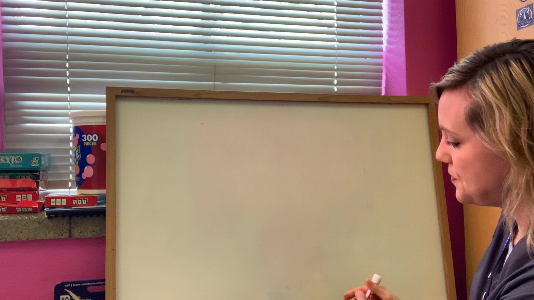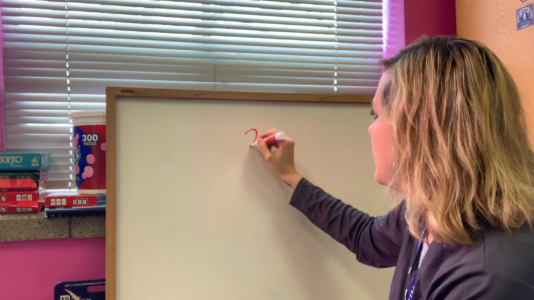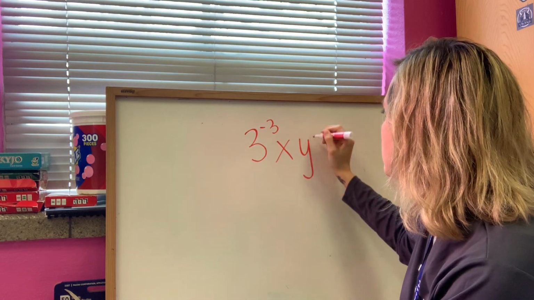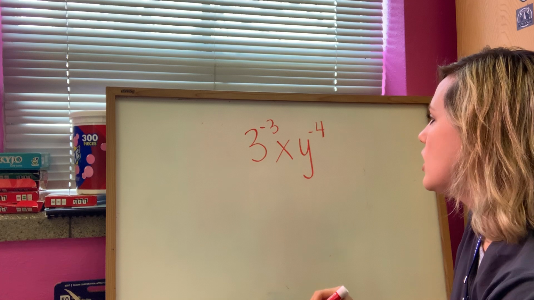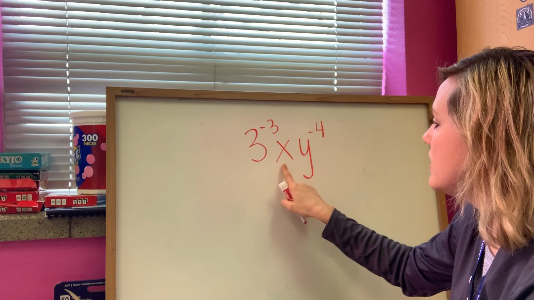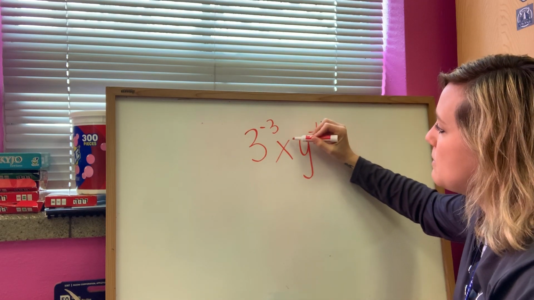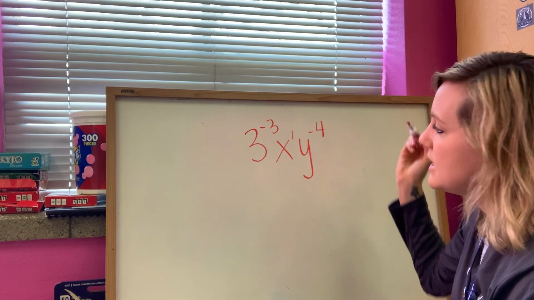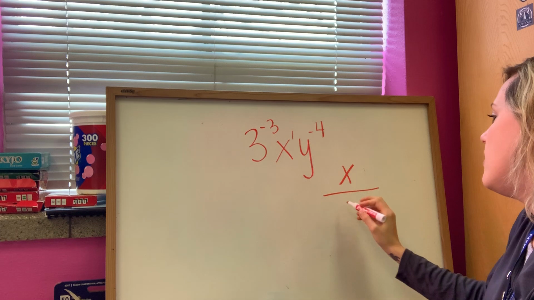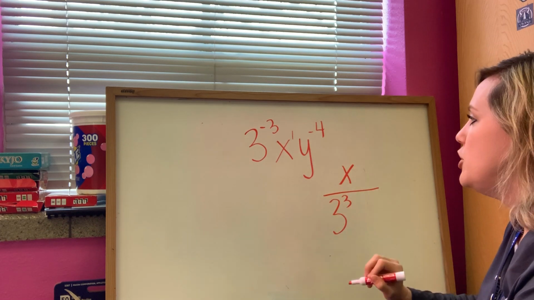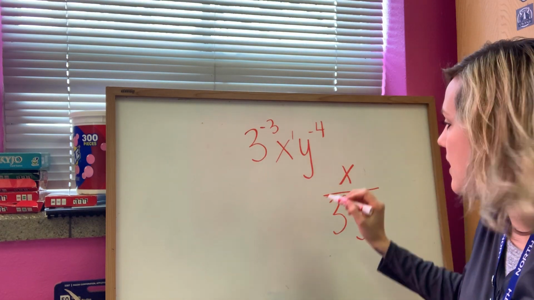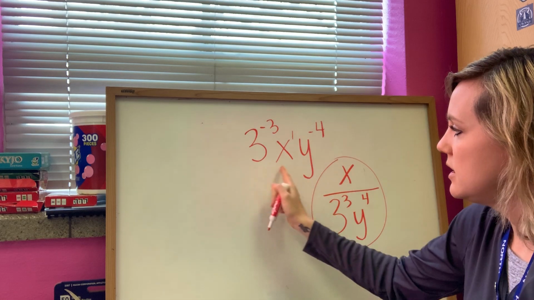Let's do 3 to the negative third, x, y to the negative fourth. Okay, so our two negative powers are the ones that are going to move because we're going to be dividing those things. So this one is a positive power because remember, when there's nothing written out here, that implies that there's just one of them. So we're going to keep x in the numerator, and then we're going to move 3 cubed and y to the fourth power in the denominator, and this is the simplified answer to this.